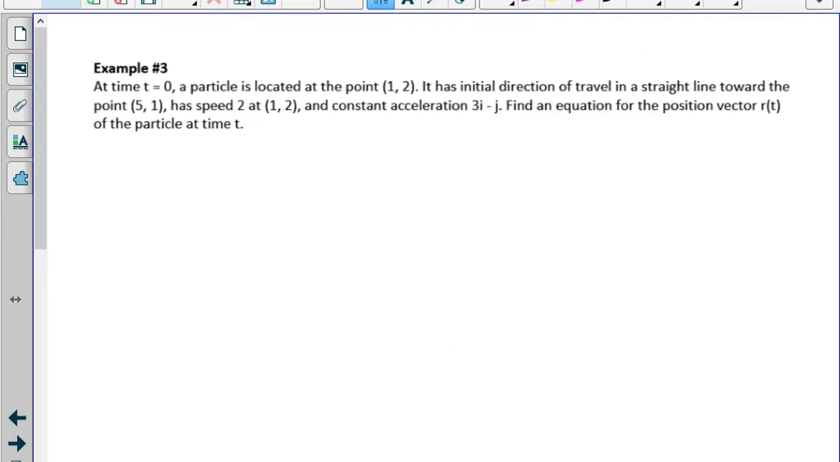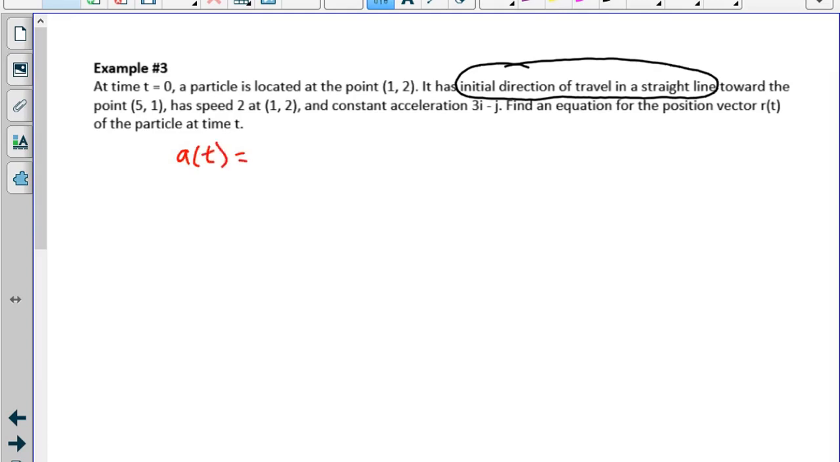Example 3. At time t equals 0, a particle is located at the point (1, 2). It travels with an initial direction in a straight line. So that's important to note. Initial direction of travel is in a straight line toward the point (5, 1), has speed 2 at (1, 2), and has constant acceleration 3i minus j. Find an equation for the position vector r of t of the particle at time t.